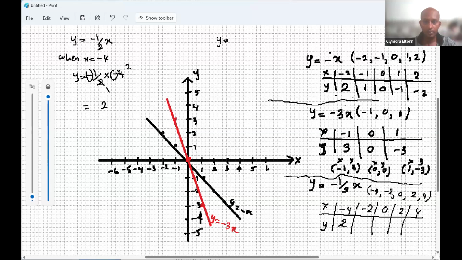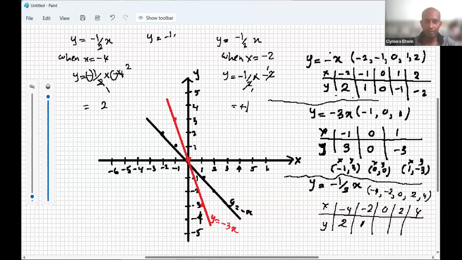y equals minus half x, when x becomes minus 2. Let's substitute minus 2 into y equals minus half x. Let's simplify this one. 2 will cancel here to 1, here also 1. 1 into 1 is 1. Minus and minus, same signs multiply each other. What is the answer? It's plus 1. So here, plus 1.